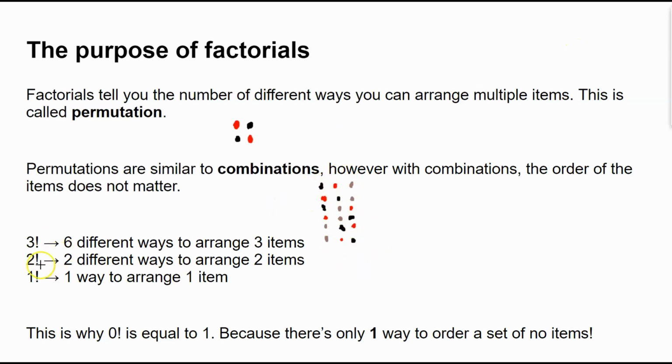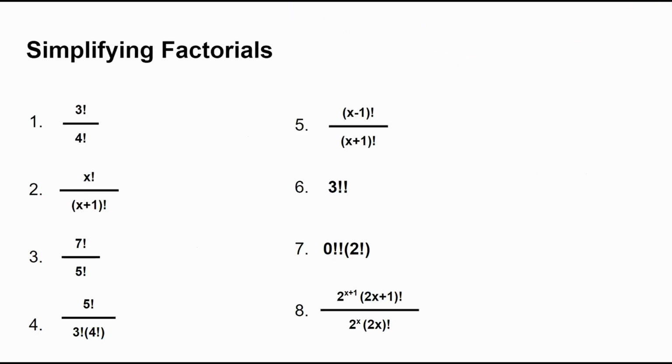And for 2 factorial, there's 2 different ways to arrange 2 items, like I showed right here. For 1 factorial, there's only one way to arrange 1 item. If you just have 1 black ball, that's it. And this is essentially why 0 factorial is equal to 1. Because if you have a data set with no values, there's only one way to order that set of no items. Hence, 0 factorial is equal to 1. Anyway, definitions aside, let's get into problems that actually deal with factorials.